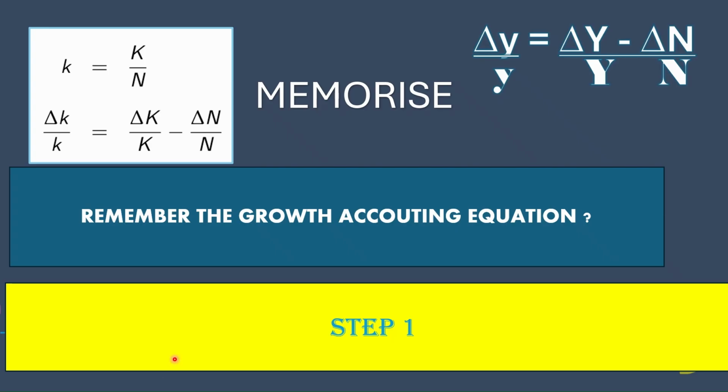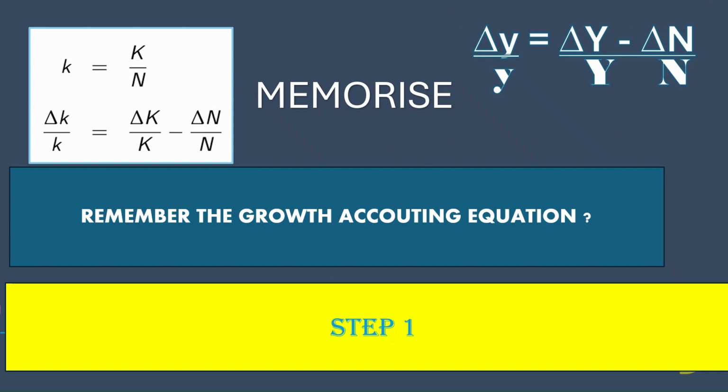So first of all, you must memorize k equals K divided by N, and the change in lowercase k divided by k is equal to the change in capital K divided by K minus the change in capital N divided by N. And the second formula that you will have to memorize is the change in lowercase y divided by y, which is equal to the change in capital Y divided by Y minus the change in capital N divided by N.